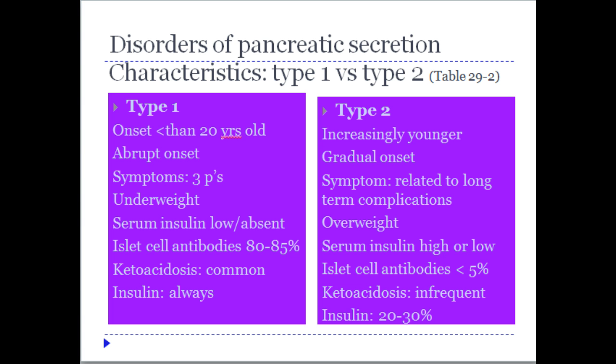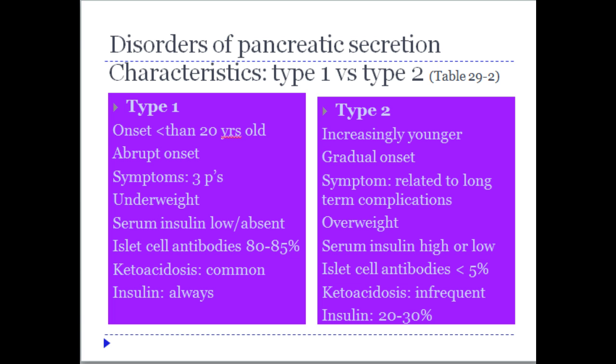In type 1, the serum insulin is low or absent, and in type 2, you're going to have a really high insulin level or a low islet cell antibody, depending. With type 1, you're going to have ketoacidosis, which is very common, and ketoacidosis in type 2 is very, very infrequent. In type 1, you will always have some type of insulin because you don't have enough insulin to take care of your needs.